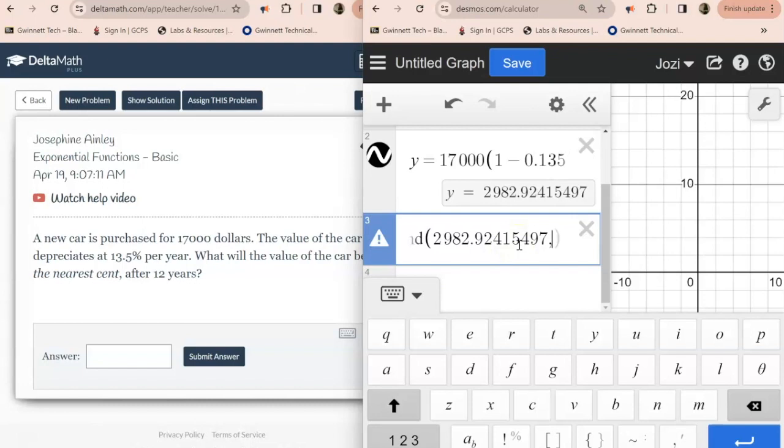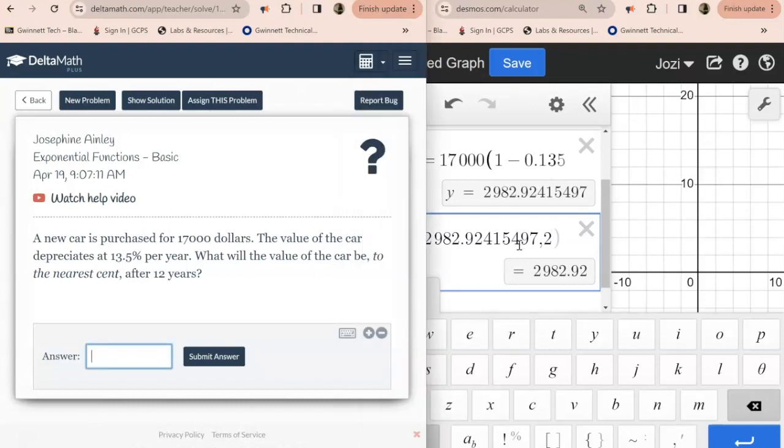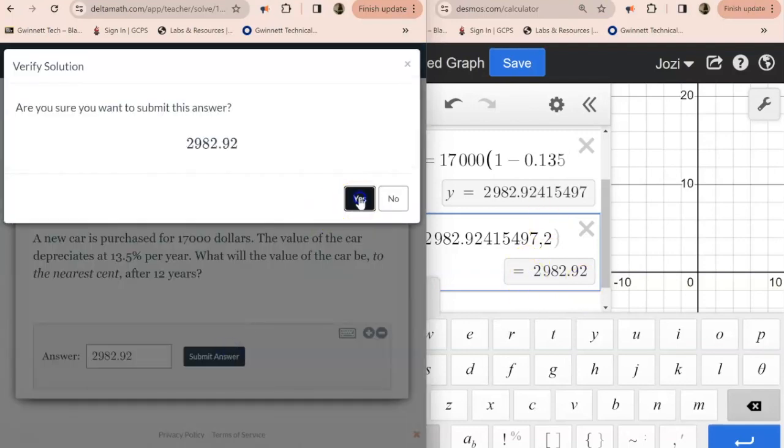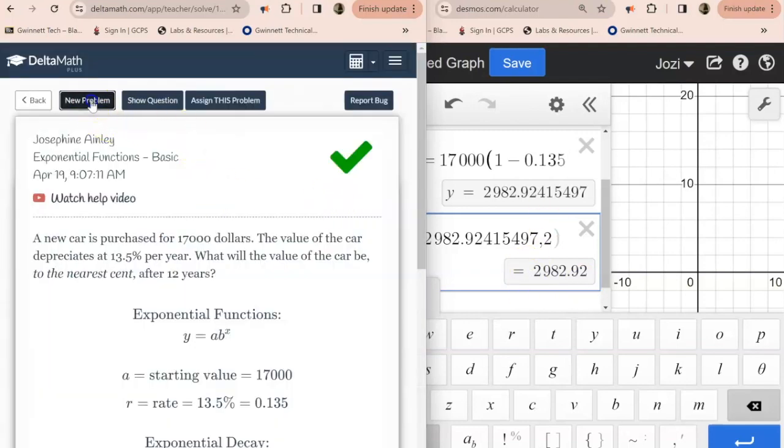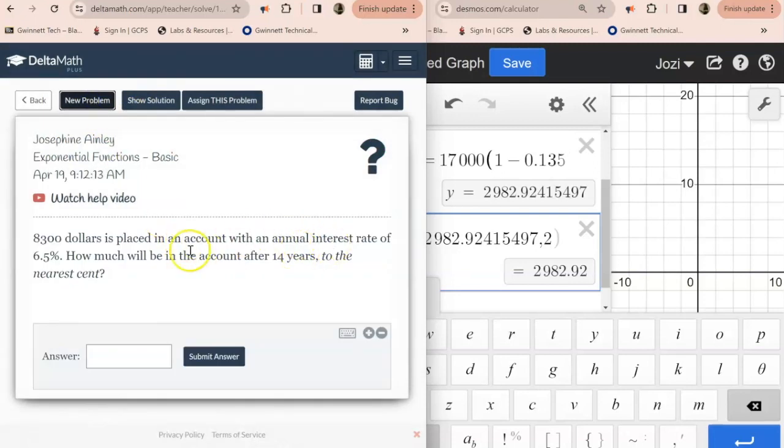If you don't know, just start typing in numbers. One number after the decimal, so that's not it. Two numbers after the decimal, so that's what I'm looking for. So that's cent. This looks like money right now. So this is my answer, 2982.92. All right, perfect.